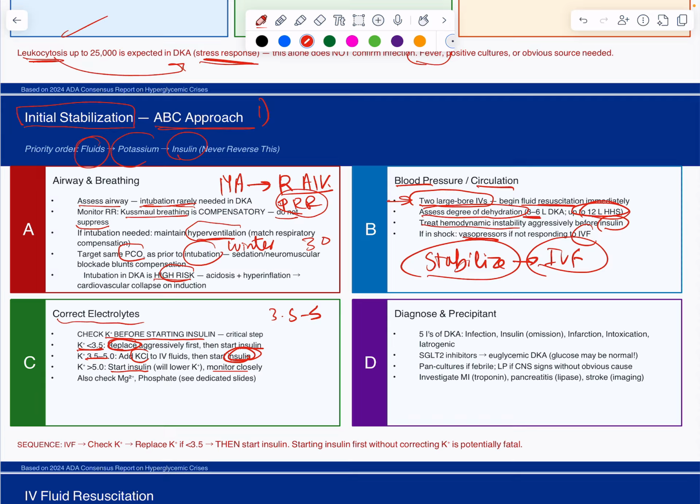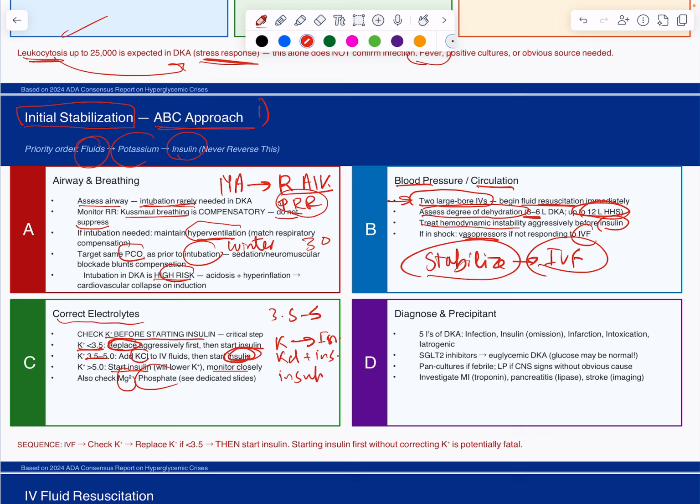BMP is not enough. You need to get magnesium levels and phosphate levels as well, because sometimes you can see hypomagnesemia in these patients. So if the potassium is below, say, 3.5, give potassium, then give insulin. 3.5 to 5, both together, potassium plus insulin together. If it's above 5, it will be just insulin.